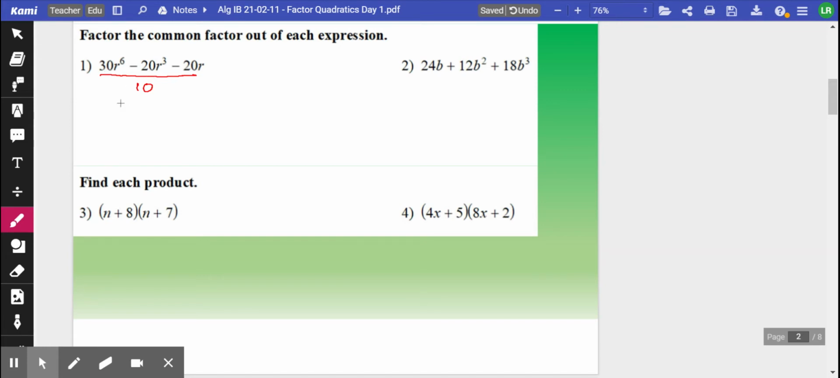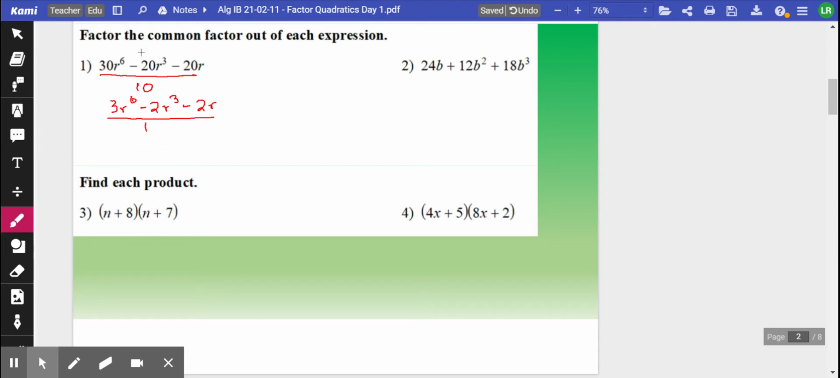So 30r to the 6 divided by 10 would be 3r to the 6. Negative 20r to the third divided by 10 is negative 2r to the third. And negative 20r divided by 10 is negative 2r. I look through. The smallest number is 2. I can divide 2 by 2 and by 1, and I cannot divide 3 by 2. So 1, I'm done with my numbers.